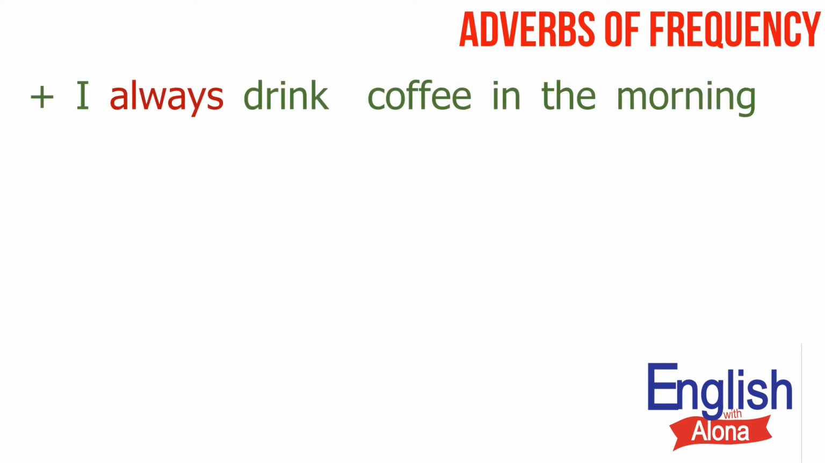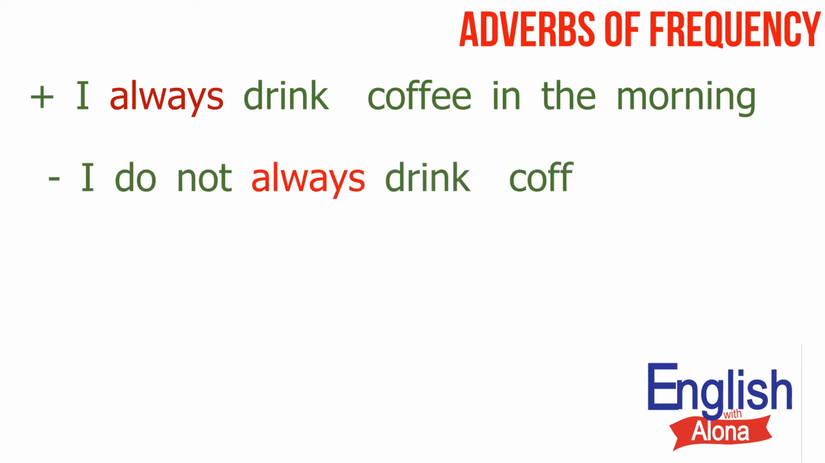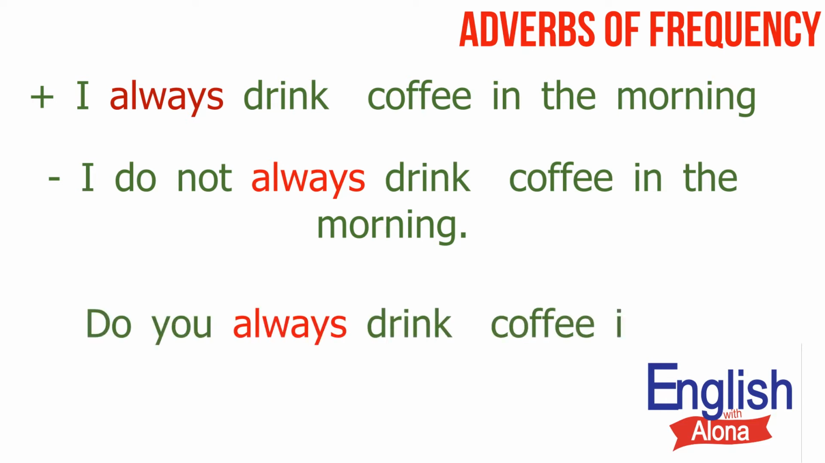So in the positive, we have the adverb of frequency always before the main verb. As well as when we have a look at the negative sentence. Again, it is going to be before the main verb. I do not always drink coffee in the morning. You can also say, I do not often drink coffee in the morning. If we have a look at the question, again, it is going to be before the main verb. For instance, do you always drink coffee in the morning?